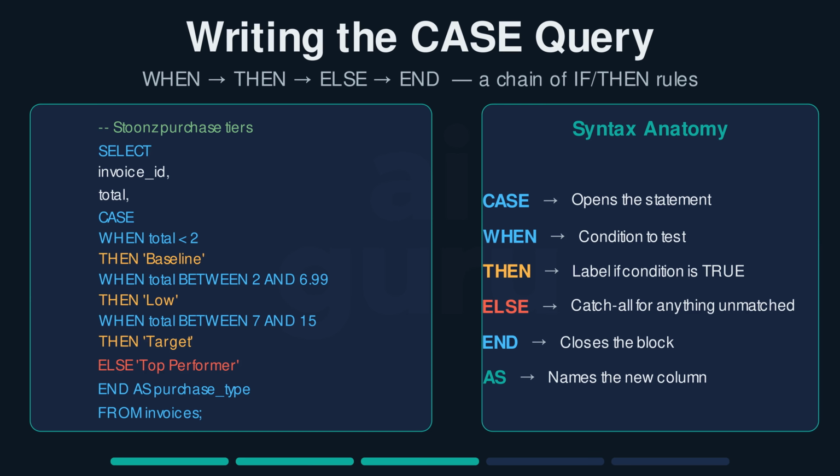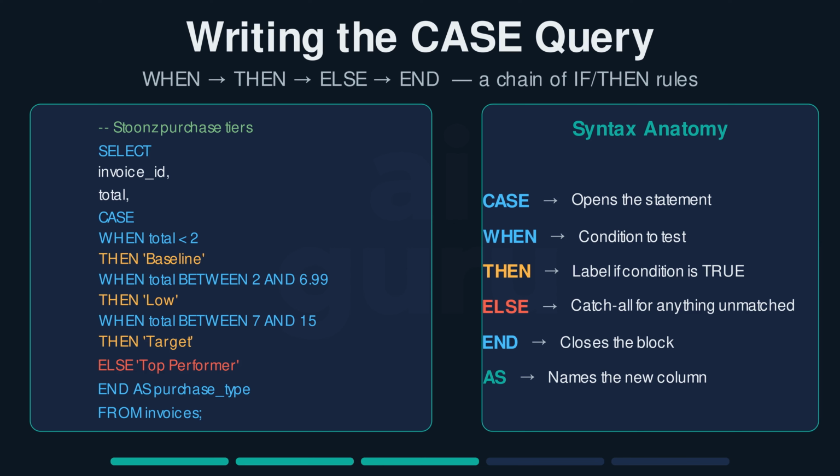How does the database engine actually process a CASE statement behind the scenes? It evaluates the data row by row. It looks at the first invoice. It checks your first condition. WHEN total is less than $2, THEN baseline purchase. If the invoice is $1.50, the condition is true. The database slaps the label baseline purchase on that row and immediately moves to the next invoice.